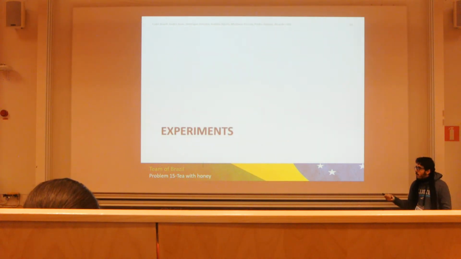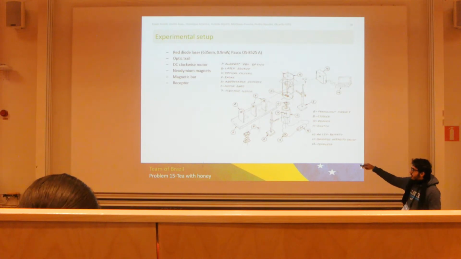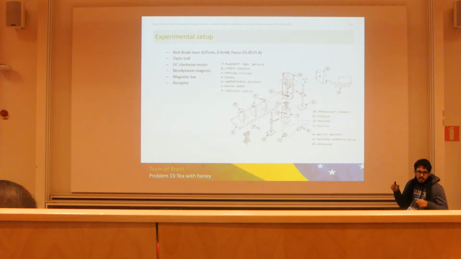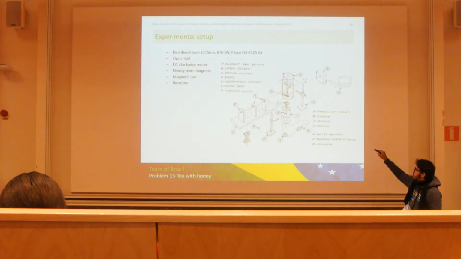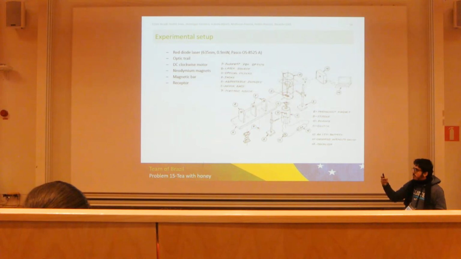So we'll talk now about our experiments. This is our experimental setup. This is only a drawing. We'll see an image later, but the light of the laser beam will pass through three polarizers. It will reach the vessel that will have the honey and the tea, and so on.